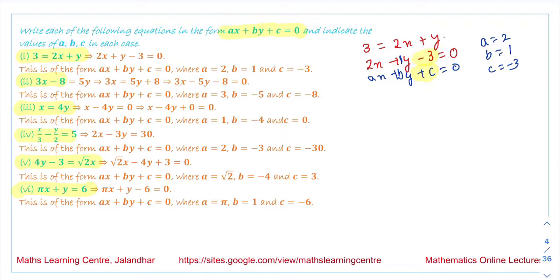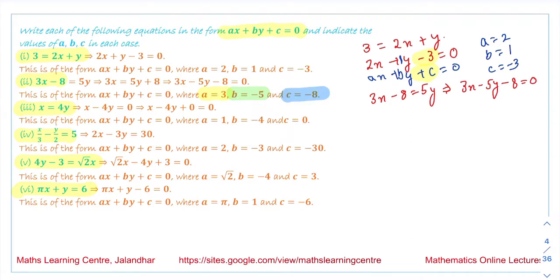Similarly, in the next question, it is 3x minus 8 is equal to 5y. So we can write it like 3x minus 5y minus 8 is equal to 0. So what is the value of a over here? The value of a is 3, the value of b is minus 5 and the value of c is minus 8.